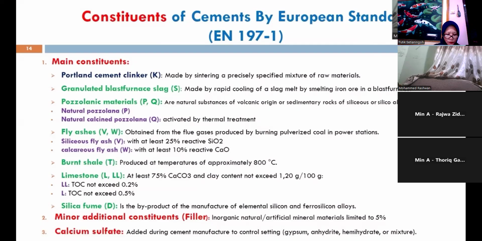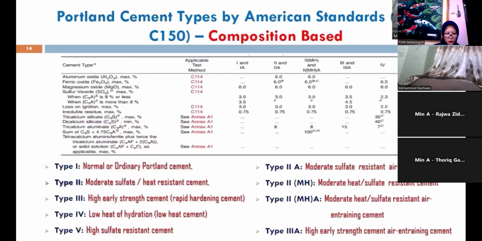Finally, silica fume is a byproduct of the manufacture of ferrosilicon alloys. All these types form the main constituents of cement, in addition to minor additional constituents like fillers, which must not exceed 5% of the total mass of cement. Calcium sulfate is also added in the manufacture of cement at the end of the manufacturing step, as gypsum and hemihydrate or a mixture of these.